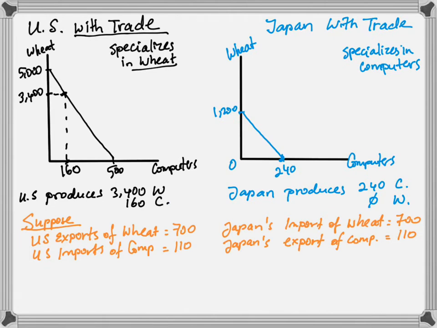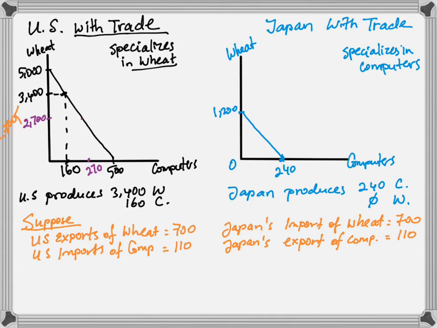Now these two countries trade, and suppose the United States exports 700 tons of wheat to Japan. That's Japan's import of wheat from the United States. And also, let's suppose the United States imports 110 computers from Japan, and that's Japan's exports of computers. Let's put all of that together. The United States produces 3,400 tons of wheat and exports 700 tons of wheat to Japan.